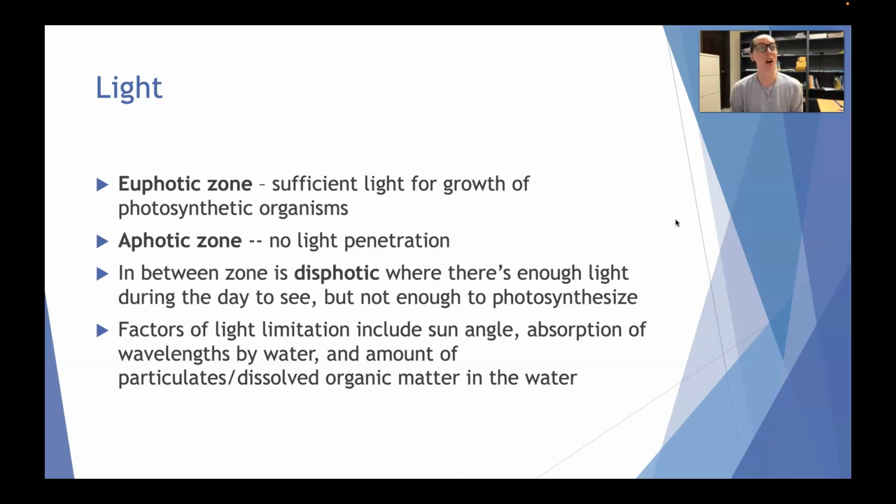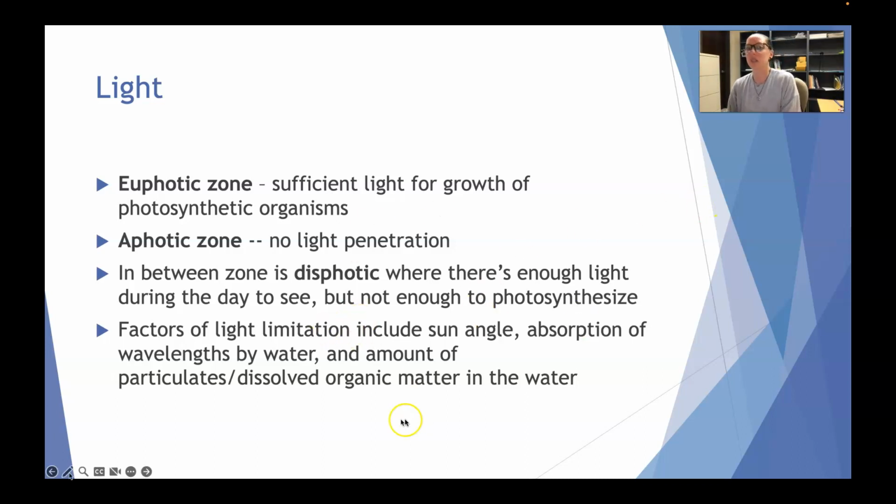And then, of course, there are other limiting factors, which include sun angle, the absorption of wavelengths by water, and the amount of particulates or dissolved organic material in that water. That goes back to the ideas that we covered before, like why is the ocean blue, because of the wavelengths. Or when we talked about light attenuation, and remember that little instrument to see how far down light can attenuate, the Secchi disc, right? And that varies between open ocean water and coastal water.